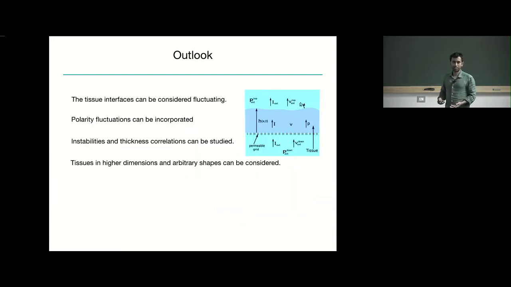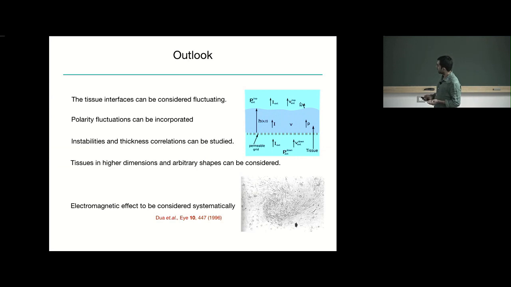Now, in the future direction, where you can go is that, since we have considered the interface to be uniform, you can consider the interface to be fluctuating also. And you can also consider the polarity to fluctuate. And then you will be able to study thickness instabilities and correlations in this kind of structures. And also, we have only considered planar geometry and a spherical geometry. You can consider, in principle, any arbitrary shape.